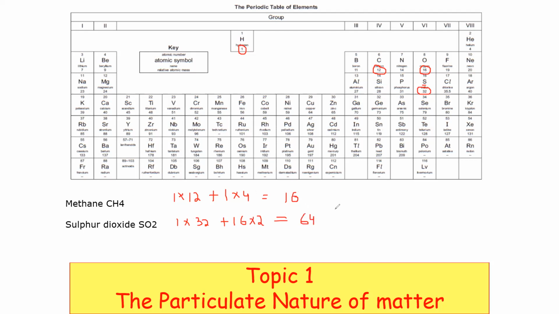So in which gas will the particles move faster at a given temperature? Methane or sulfur dioxide? As methane is the lighter one, at a particular temperature its particles will move faster, and because sulfur dioxide is heavy, its particles will move slower.